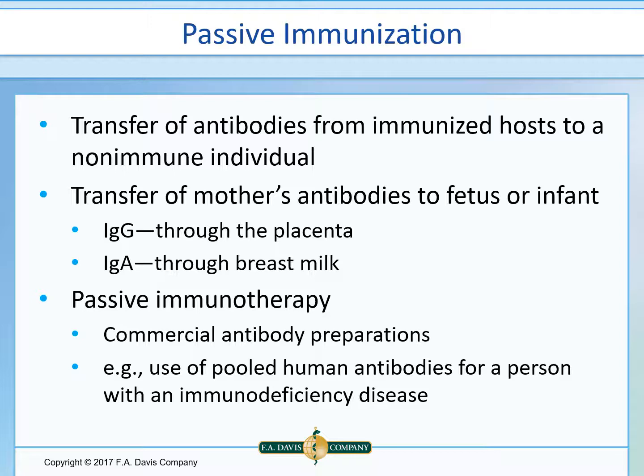Passive immunotherapy is also an application in which pooled human antibodies are used to protect a person who has an immunodeficiency disease. The advantage of this type of immunization is that it provides immediate protection to an individual who has not developed immunity to a particular antigen.